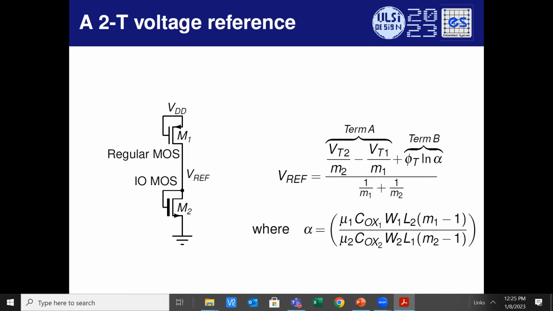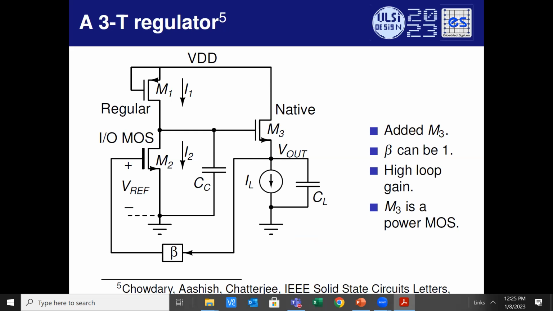Now, another small idea that we developed in our lab was an extension, once again, of this 2-transistor voltage reference. What we did was we added a third device. So this is my 2-transistor reference. I've added a third device, which is a power MOSFET. Let's call it a power MOSFET. And put it in feedback. So this is a source follower. And we have put this in feedback.